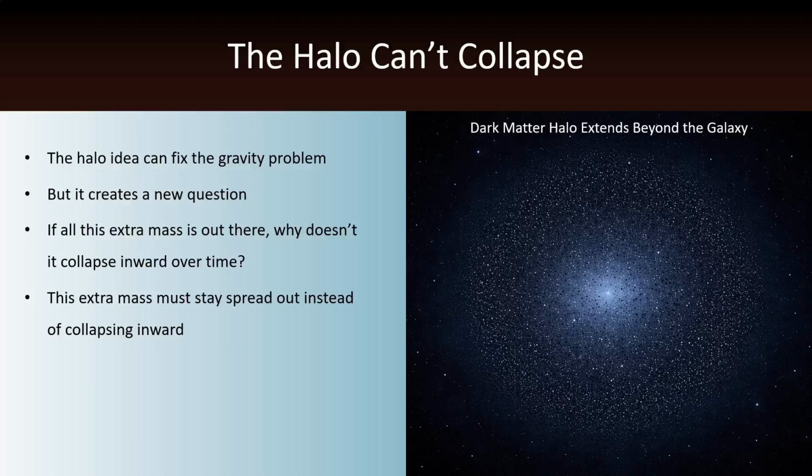The halo can't collapse. The halo idea can fix the gravity problem. But it creates a new question. If all this extra mass is out there, why doesn't it collapse inward over time? Gravity should still be pulling it toward the center of the galaxy. So now we need a new requirement. This extra mass must stay spread out instead of collapsing inward. That means it has to behave like an energetic, diffuse gas that barely loses energy over time.